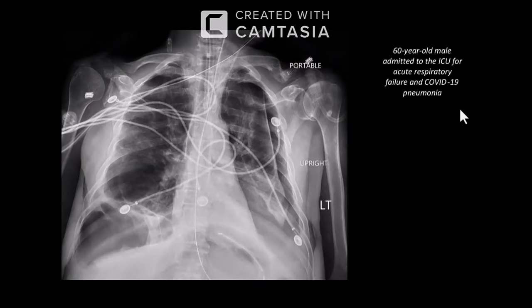Apart from this, I can see that there is a nasogastric tube noted with its tip going below the diaphragm, possibly seen in the gastric fundus. Also, I can see that there is an endotracheal tube noted with its tip at the left. I think it is above the carina, normally placed.